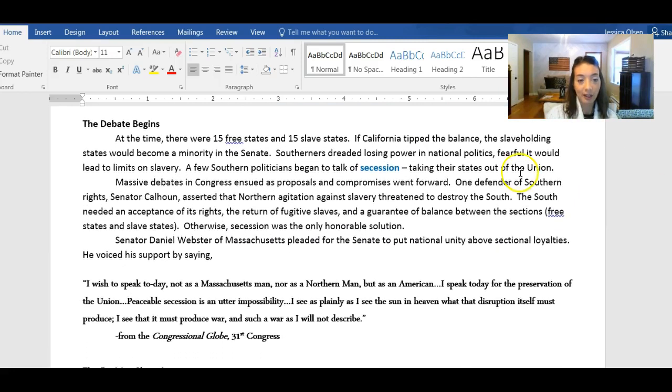This next part is the debate begins, and of course this is highlighted, this word secession. You should be able to know and understand the definition of secession throughout the entire Civil War unit, okay? So secession is going to refer to the southern states, all of the South, breaking away from the North, and the North is considered the Union. So secede, to break away.